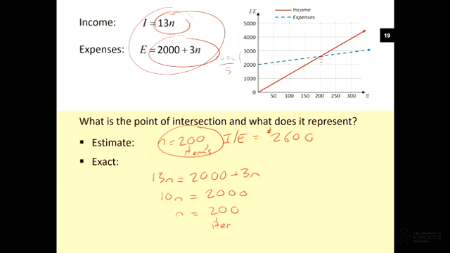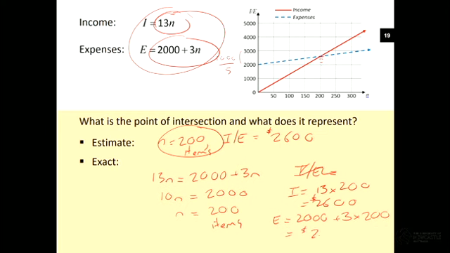So it is true, 200 items, but remember, with every simultaneous equation, it's not just find one letter, it's find the other as well. What was the income/expenses? Well, it doesn't matter. Let's just go for income. Income equals 13N, 13 times 200. Yep, that's 2,600. If I'd used the other formula, it still would have worked. Expenses equals 2,000 plus 3 n's, which is 3 by 200, which is still 2,600. So whichever way we went, the graph was well drawn and accurate: 200 items and your income and expenses are equal to each other.